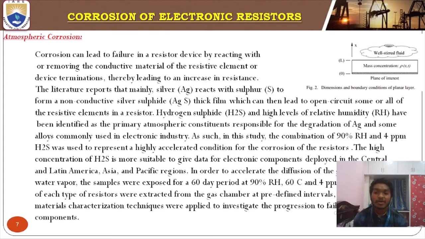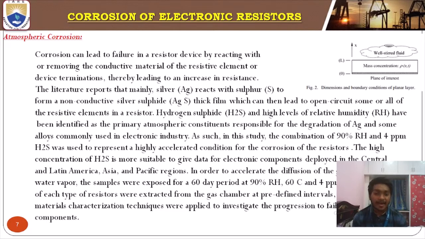by reacting with or removing the conductive material of the resistive element or device terminations, thereby leading to an increase in resistance. The literature reports that mainly silver reacts with sulfur to form a non-conductive silver sulfide layer, a thick film, which can lead to an open circuit in some or all of the resistive elements in a resistor.